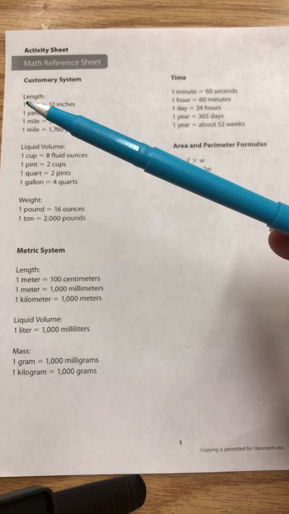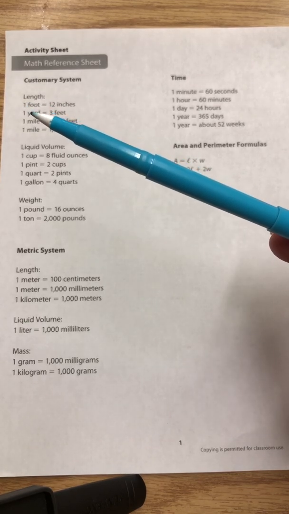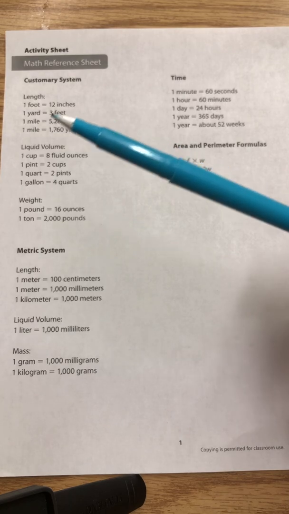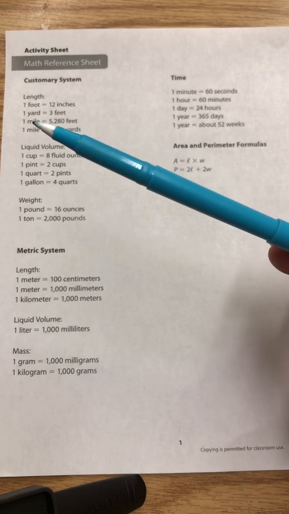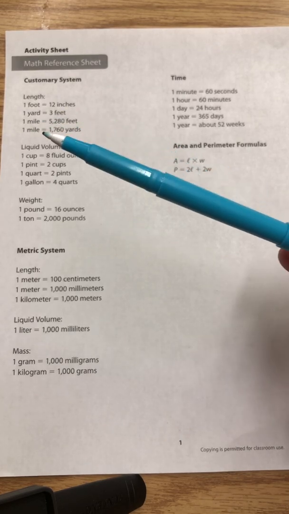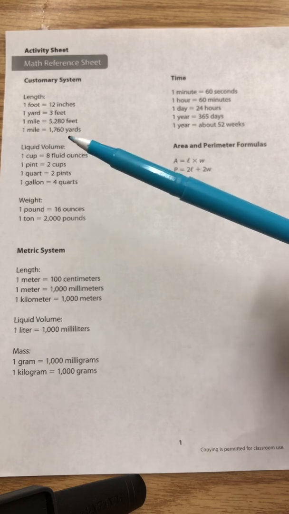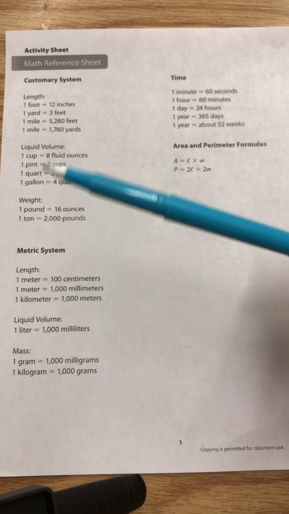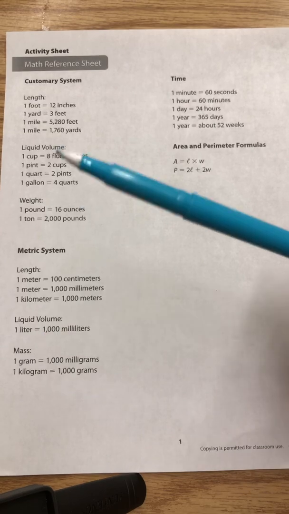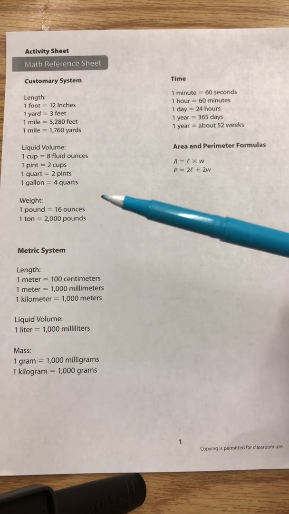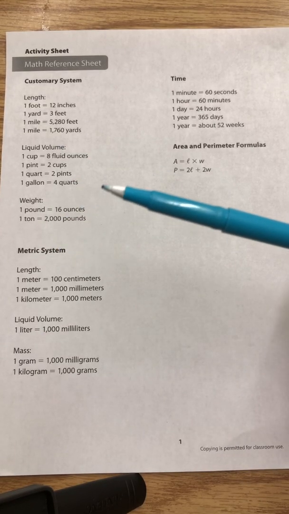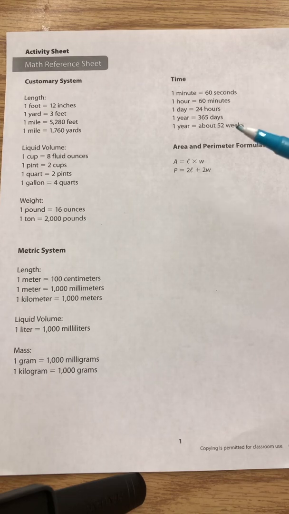For example, 1 foot is larger than an inch. 1 foot is equal to 12 inches. A yard is larger than feet. A mile is larger than feet. A mile is larger than yards, and so on. It always starts with a larger unit on the front and then tells you what it equals in a smaller unit. And then we have our time measurements over here.